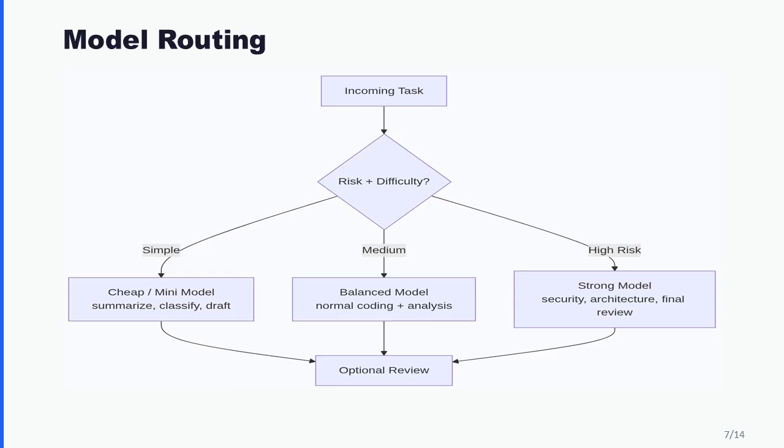Model routing is the biggest practical saving. Do not send every task to the most expensive model. Simple classification, summaries, formatting, and first drafts can use cheaper models. Normal coding can use a balanced model. Expensive models should be saved for security, architecture, tricky debugging, and final review. Think of it like engineering escalation. Not every issue needs the principal engineer first.